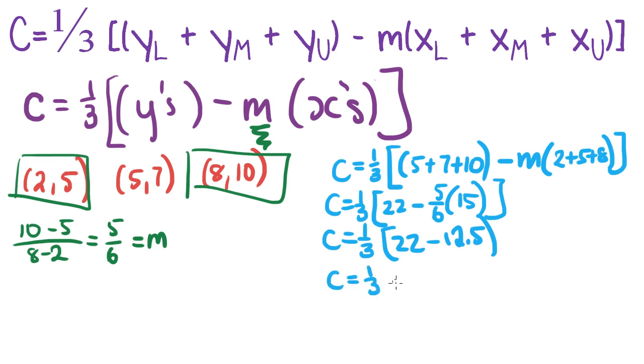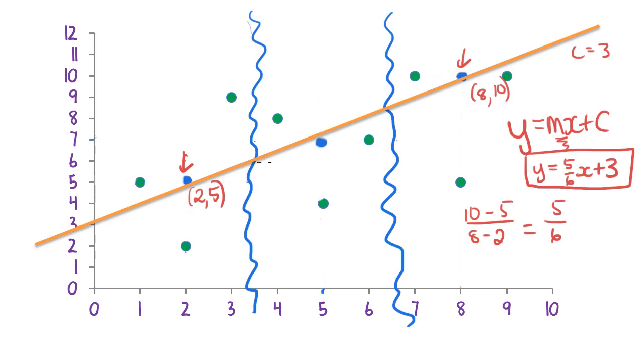So c equals a third of 9.5, or 9.5 divided by 3, which is 3.16 recurring. Now when we did it the graphical way, using our ruler and sliding a third of the way towards that middle median, going along here, we found our c to be 3.